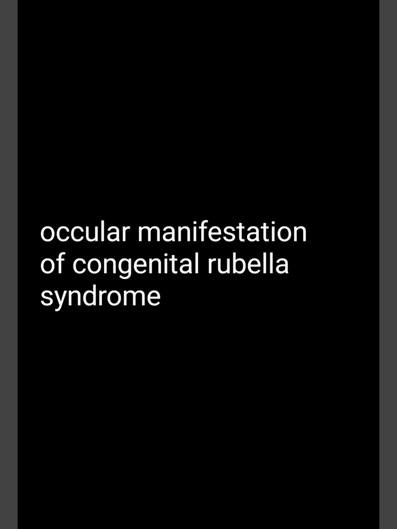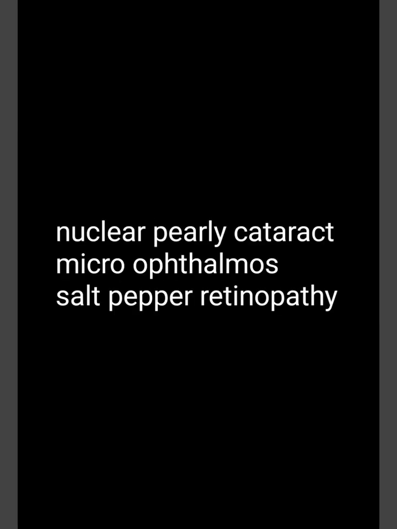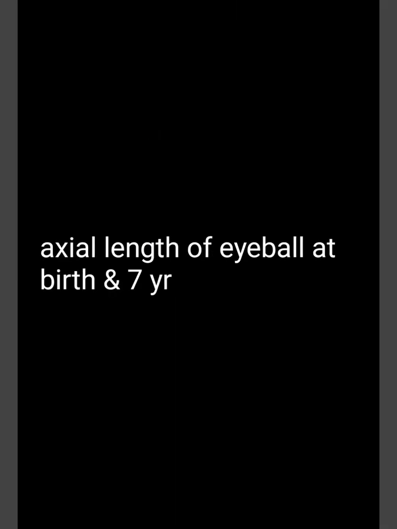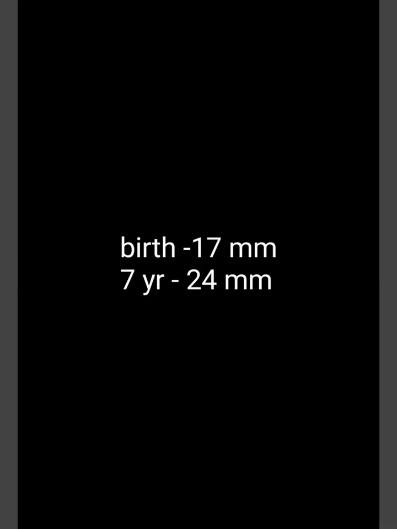Ocular manifestations of congenital rubella syndrome: nuclear pearly cataract, microphthalmos, salt and pepper retinopathy. Axial length of the eyeball at birth and at 7 years: at birth 17 mm, at 7 years 24 mm.